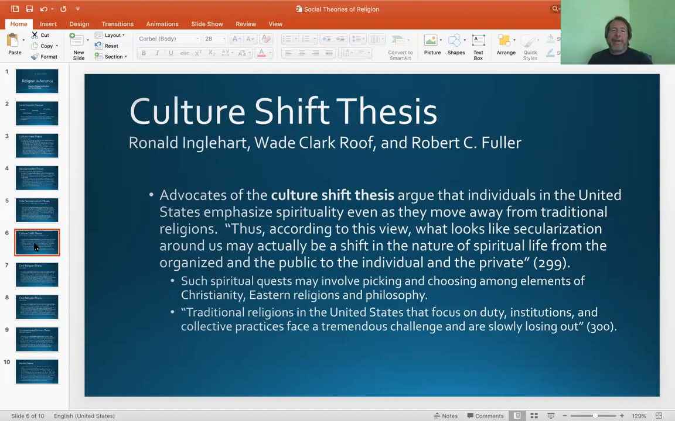The next social theory is the culture shift thesis. Engelhardt, Roof, Fuller, and others say that what appears to be a movement towards greater secularization in many cases is really just a shift from communal, organized religion to people dabbling in spirituality. Notice that instead of embracing a traditional set of doctrines or beliefs, individuals may engage in spiritual quests that draw upon Eastern religions, Native American traditions, philosophy, where each person kind of feels free to create his or her own religion. The culture shift thesis argues that the world is no less spiritual, but its religious systems have changed in many obvious ways.